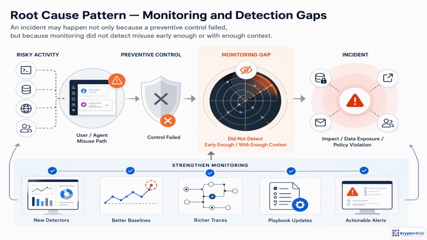Were events logged? Did they alert with the right severity? Were duplicates reduced? Did reviewers have prompt context, tool arguments, retrieval sources, approval decisions, and message metadata? The fix is not just more alerts. It is better detectors, stronger baselines, richer traces, and playbooks updated from the incident.